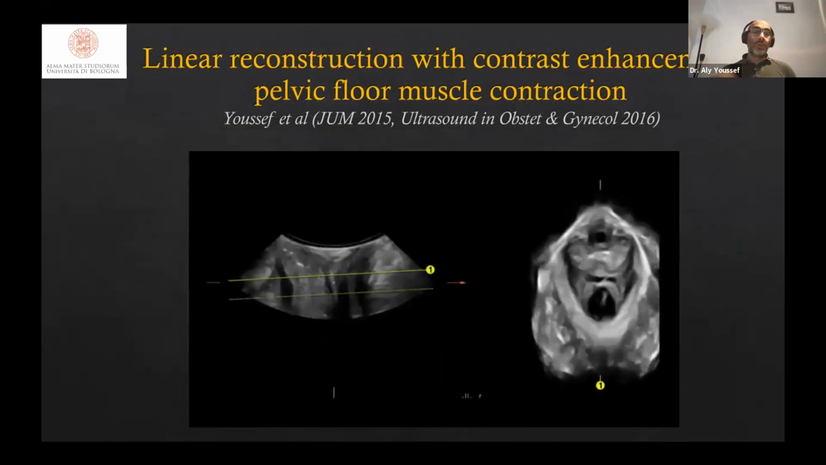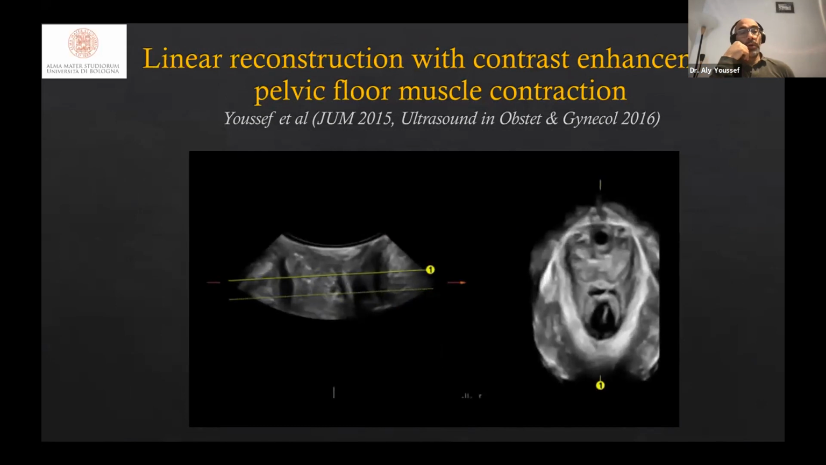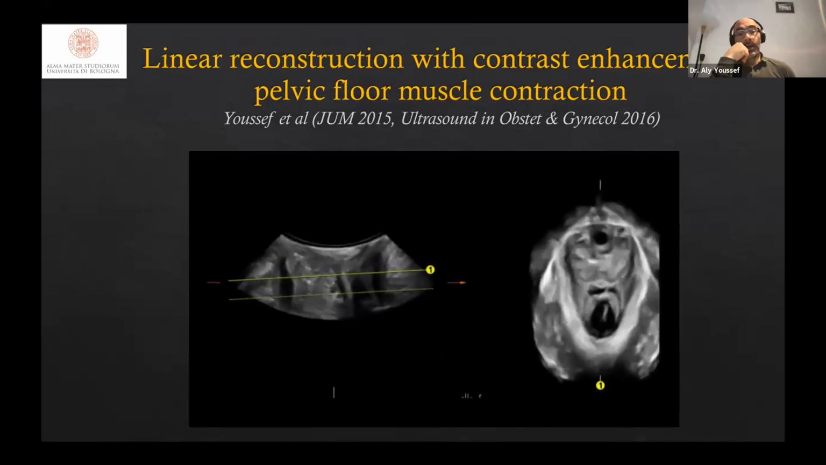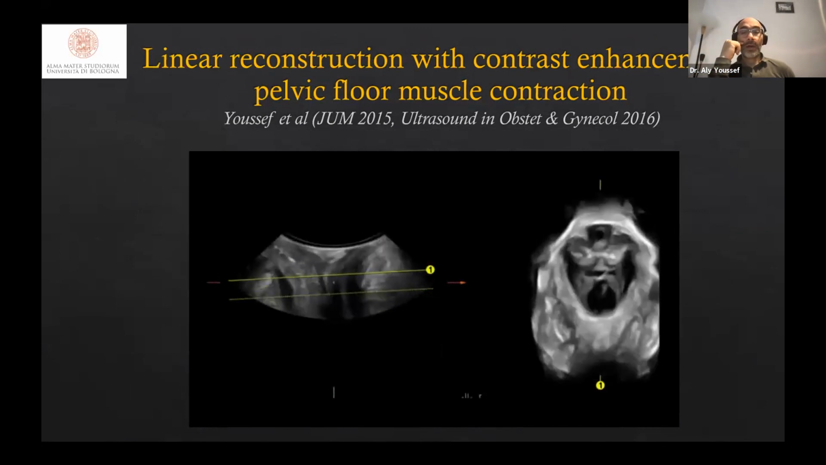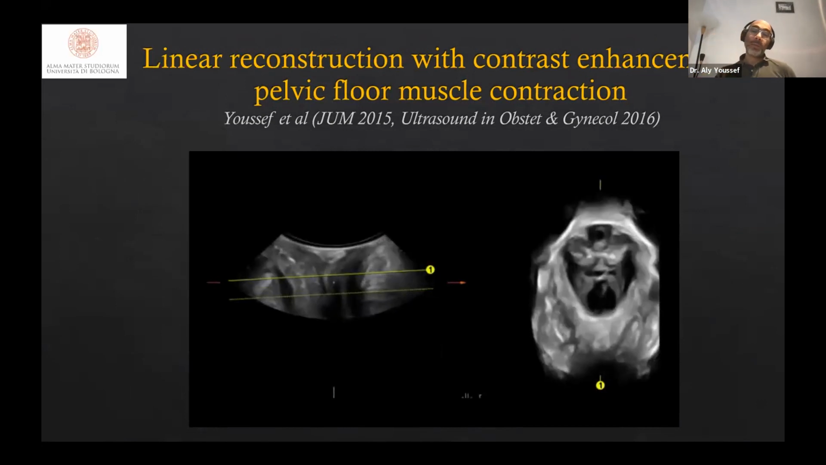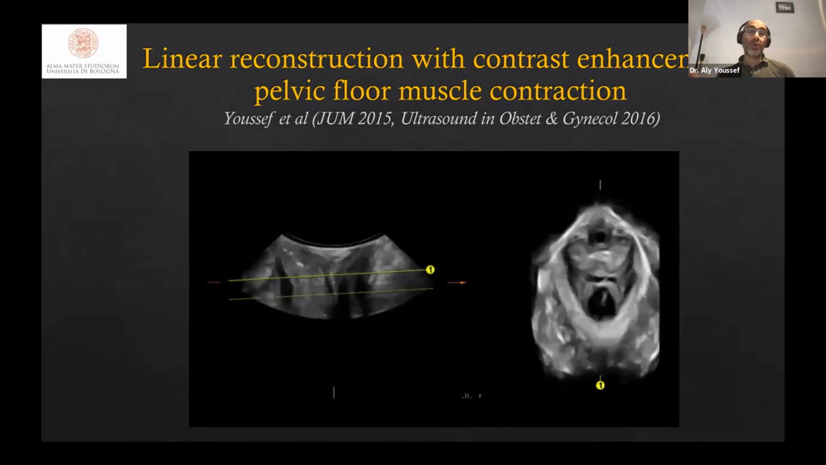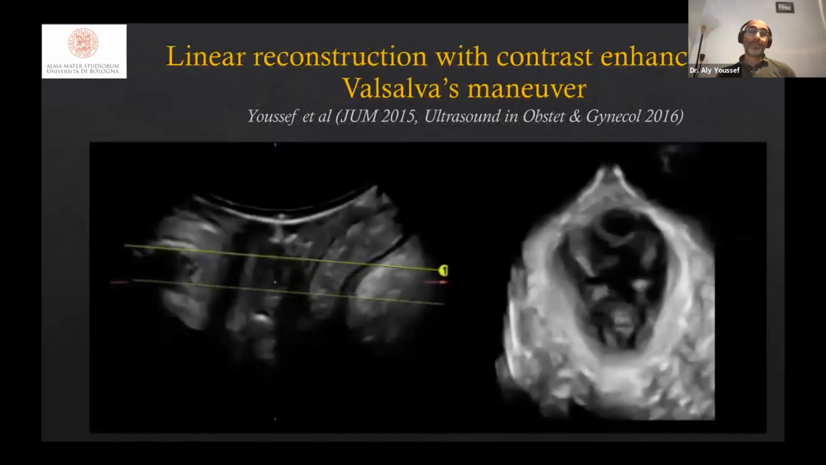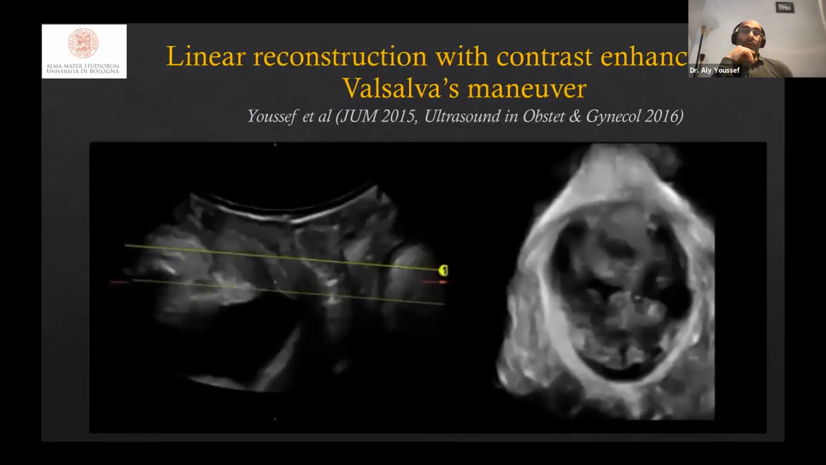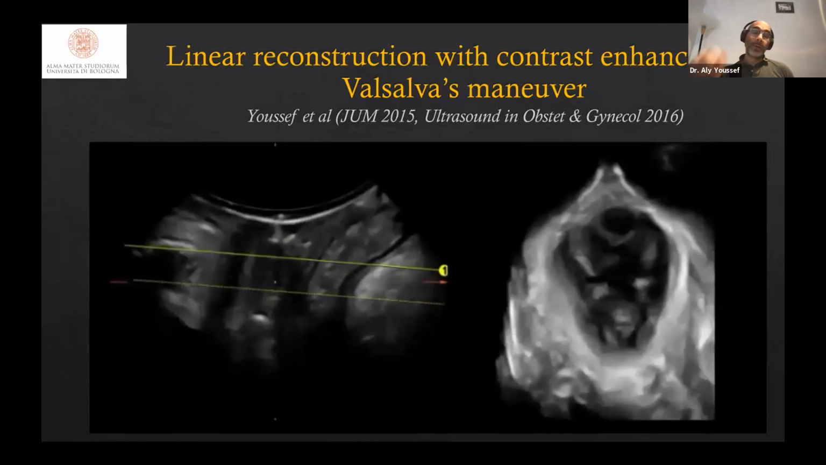Again, by tracing this line, it is not only on 3D static images, but also as an acquisition plane in 4D. You can activate the 4-dimensional technique, trace the line, use the maximum angle, activate the VCI, the contrast enhancement technique, between 1 and 2 millimeters, and then if you ask the patient to contract and push, you will have the reconstructed muscle visualization in real time.